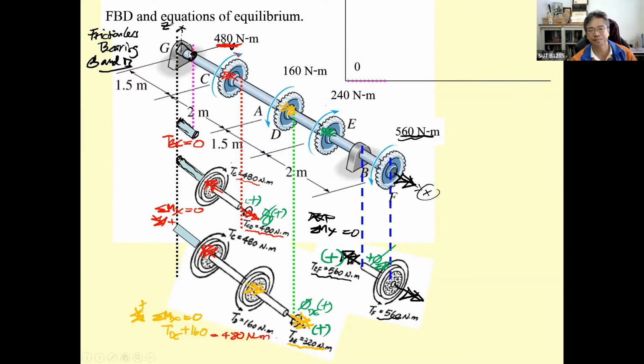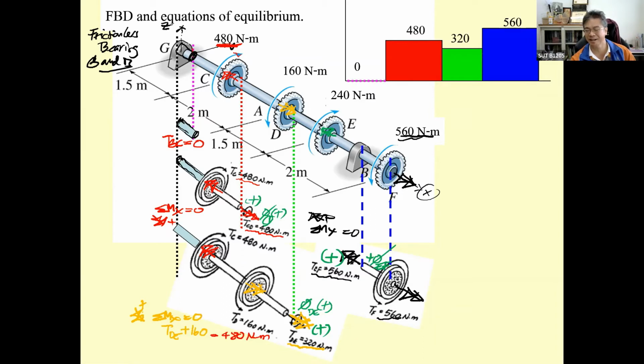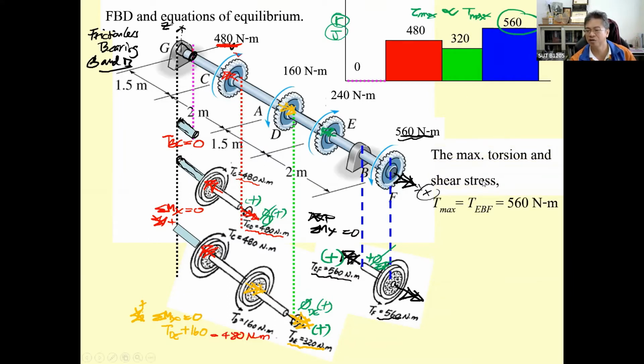Then you may use the internal torsion and then draw the diagram. So the first one, this one is the purple, the pink, okay? This is 0. The red is going to be 480, and the green is going to be 320, and this one is 560. And you know that the tau max is going to be proportional to the T max for this problem, since R is constant, J is constant for the whole length of the shaft. So 560 is going to produce the maximum torsional stress.